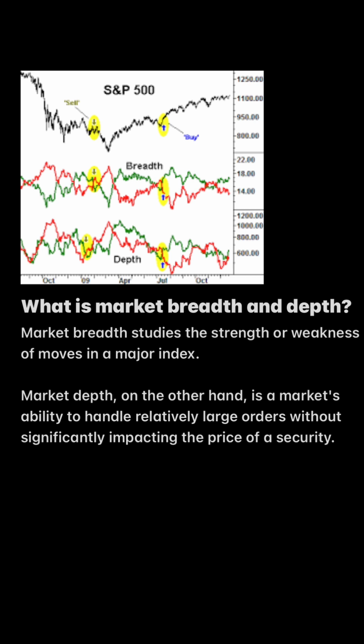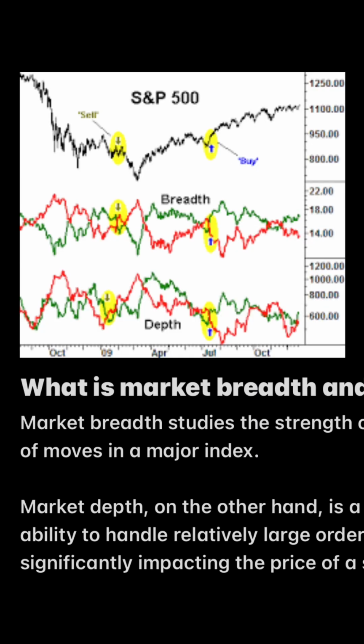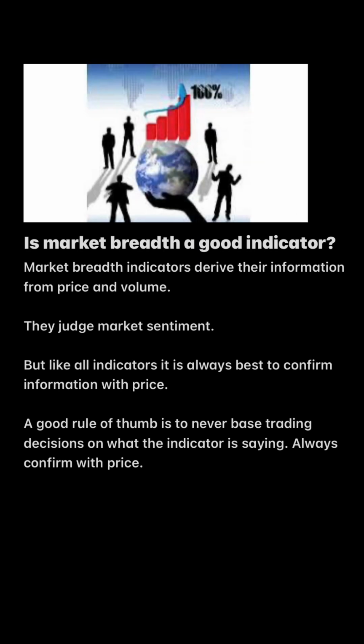Now, what's the difference between market breadth and market depth? Well, the breadth studies the strength and weakness of moves in a major index. Depth, on the other hand, is a market's ability to handle relatively large orders without significantly impacting the price of the security. And I blew this one up because I wanted you to be able to see this and how it correlates to the S&P. In yellow on the top, you can see where the S&P is highlighted with the difference of the sell and the buy signals. And then on the breadth chart, you can see where it's relating in the yellow. And then the depth chart on the bottom is where it's relating to the sell signal and the buy signal on the S&P.